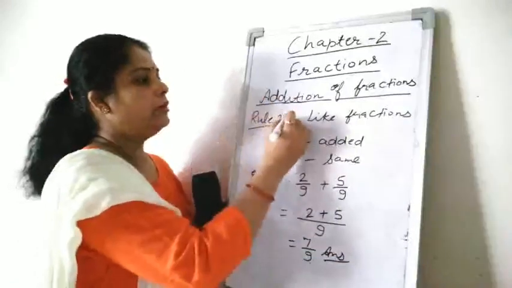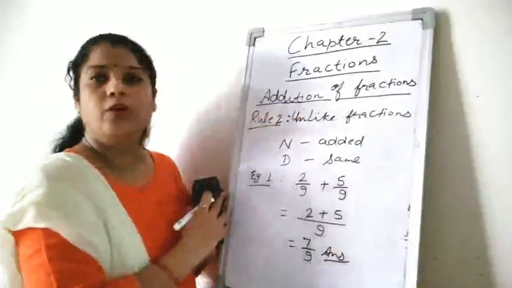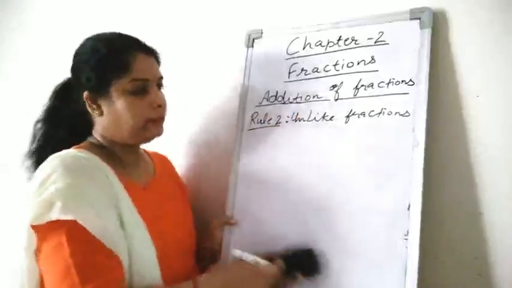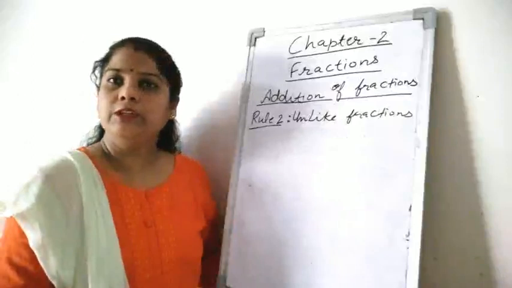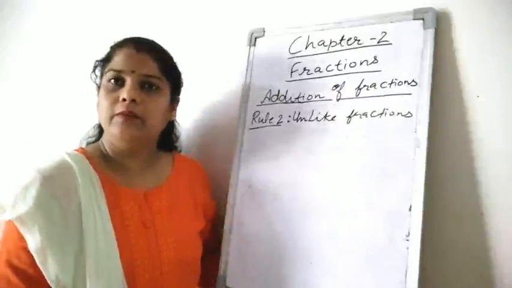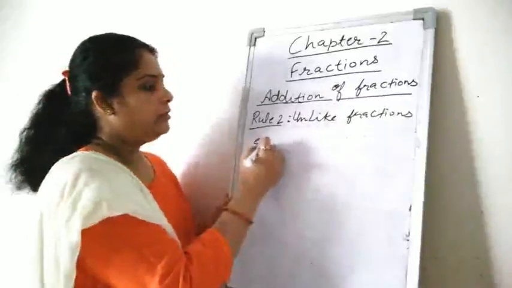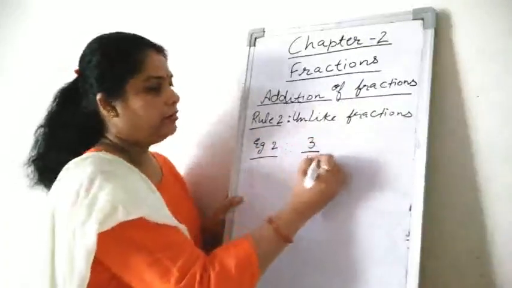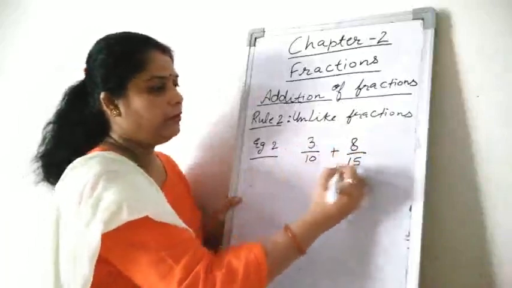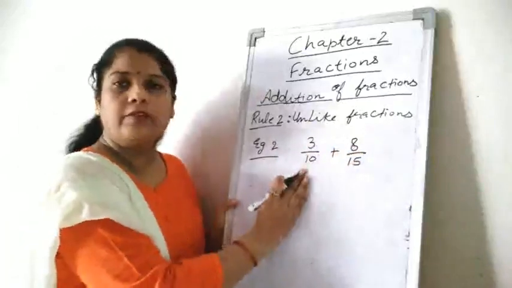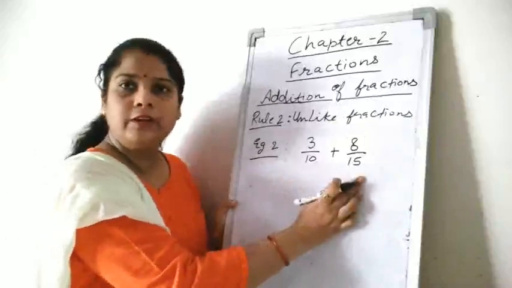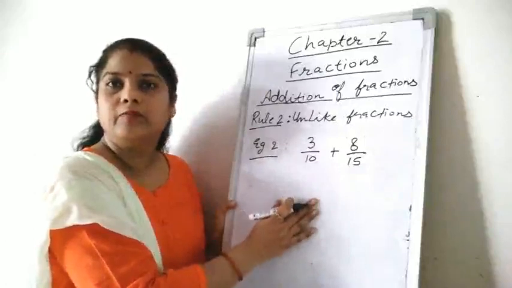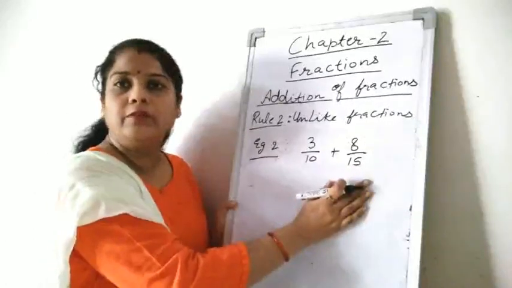Now rule number 2. Rule number 2 is for addition of unlike fractions. For addition of unlike fractions, first we have to change them into like fractions and then add them up. Now for example, 3 upon 10 plus 8 upon 15. These are unlike fractions because the denominators are different. First we will change them into like fractions by taking the LCM. Now what will be the LCM of 10 and 15?